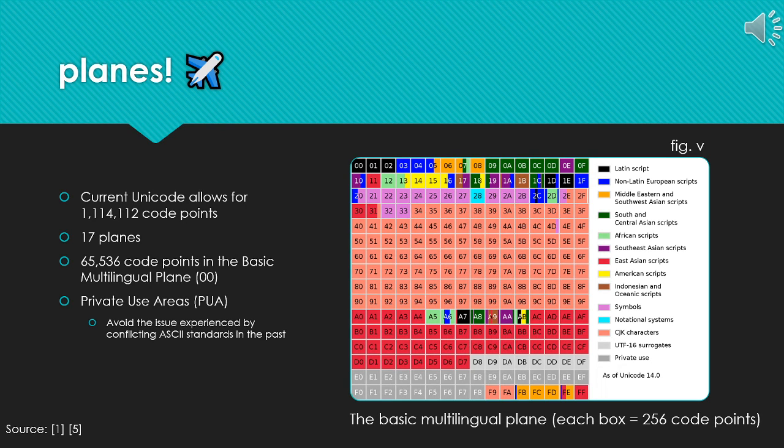The planes are identified by the first 2 digits in each code point, and thus all of the characters located in the basic multilingual plane, for example, all begin with U plus 00 because it is the very first plane.